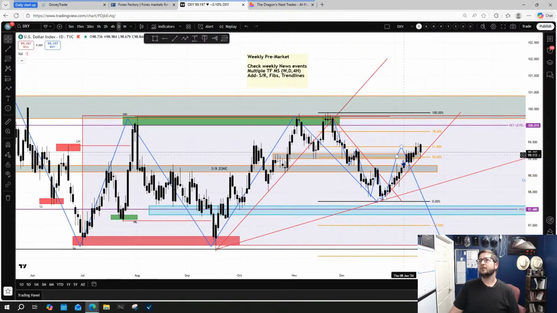We're currently at the possibility of a reversal area. Doesn't mean that we're going to reverse, but this is where I'm at as of right now. Directionally based, we're still bullish on the DXY.